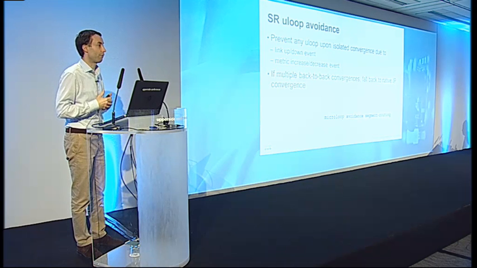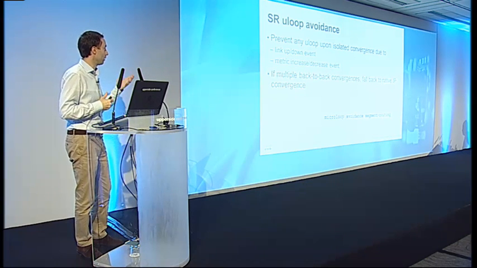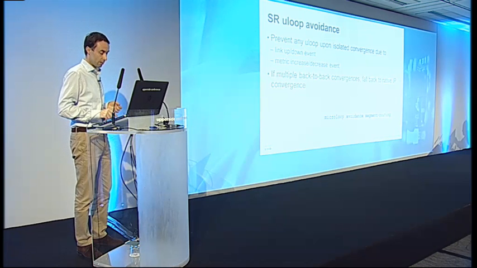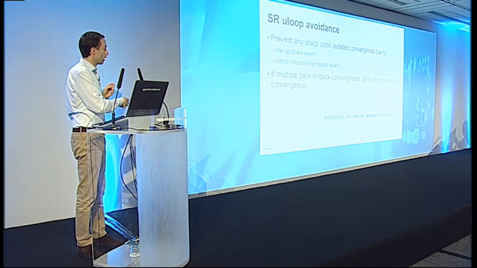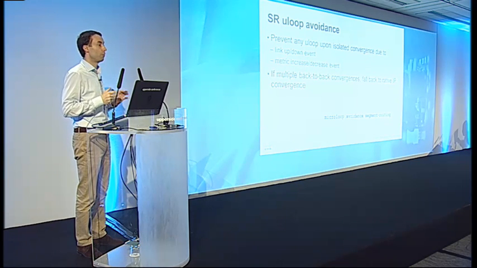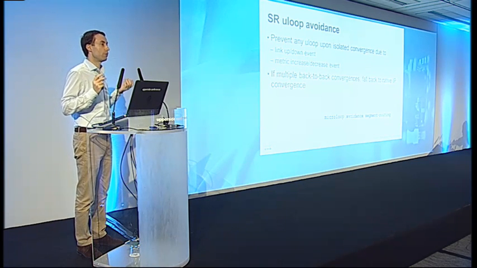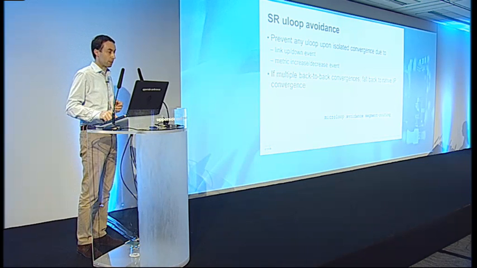So Stefan had an early code of the draft, and he will do a bit more update on how it works. Again, the simplicity, this is only one line of command. Microloop avoidance segment routing, and then you get the outcome of the mathematical research.